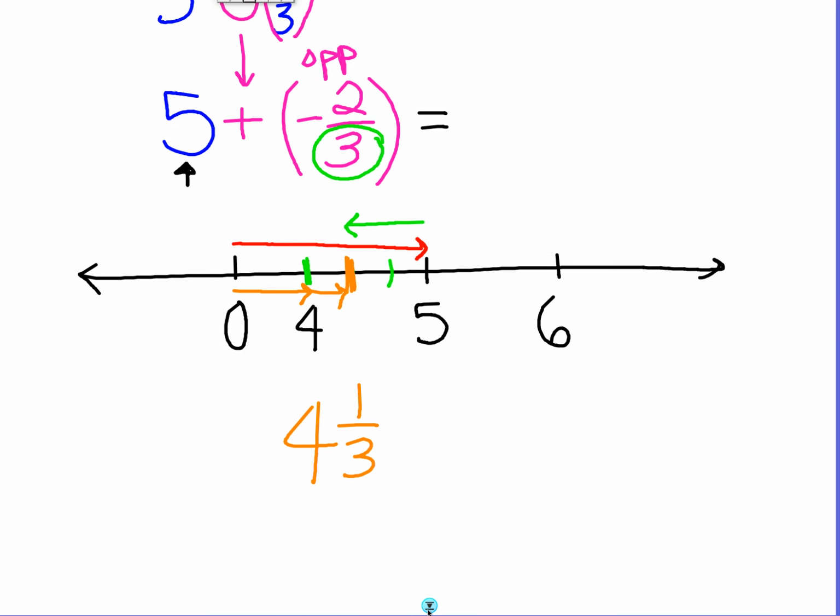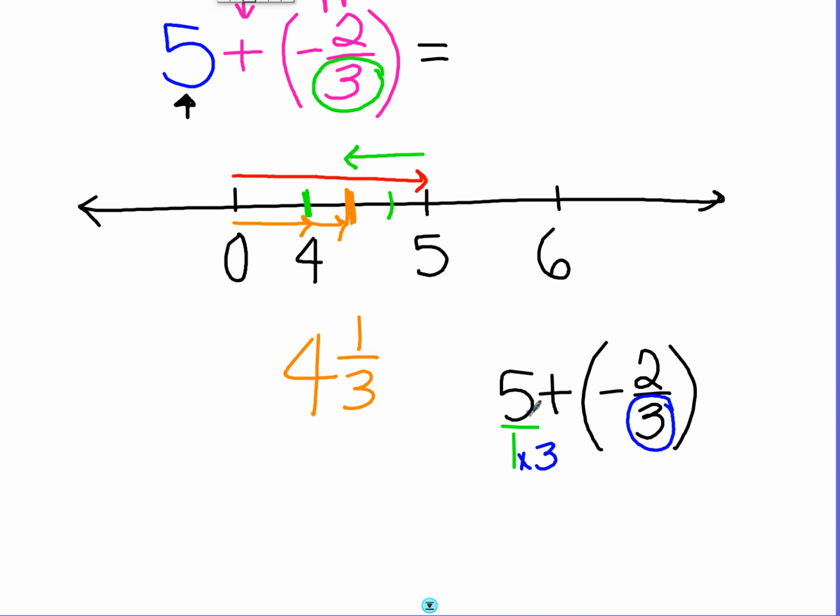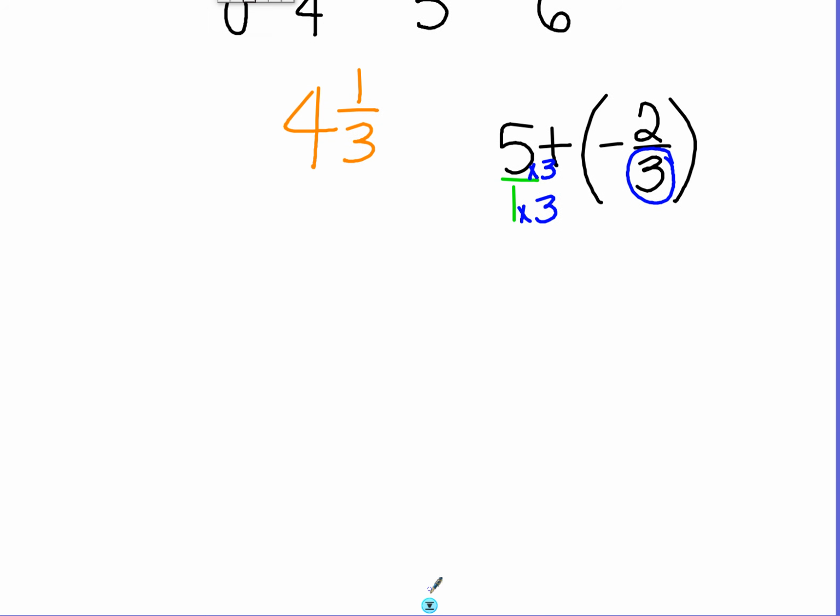And so I'm going to rewrite the problem down here as 5 plus negative 2/3. So even if I use a common denominator, I'm still changing this to an addition problem. To get a common denominator, I would first need to know that the denominator of a whole number is 1. And then to get the common denominator of 3, I just need to multiply this by 3. And if I multiply the denominator, then I'm going to multiply the numerator. So what do I end up with? 5 times 3 is 15, 1 times 3 is 3, and then plus negative 2/3.